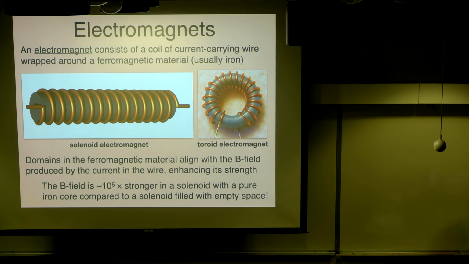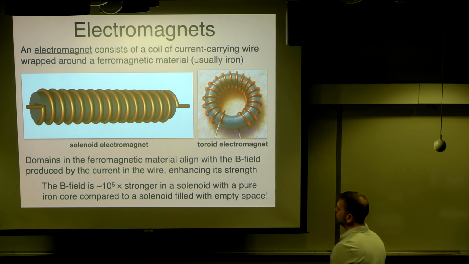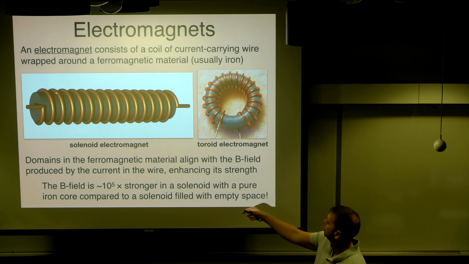And one kind of interesting technological application of ferromagnetism is creating electromagnets. An electromagnet is basically a coil of wire that's wrapped tightly around a ferromagnetic material. Typically, it's going to be iron that we use for the cores of electromagnets. We can do this in different shapes. We can do this with a solenoid.